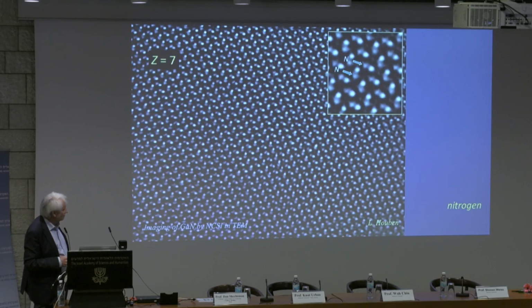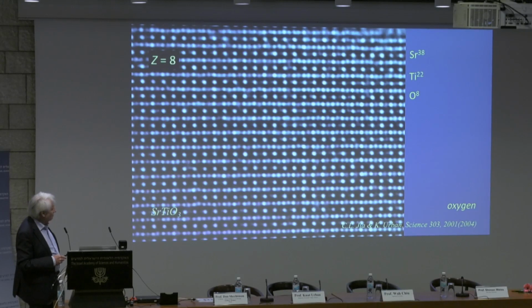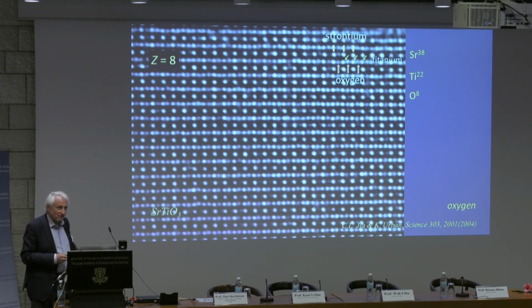Z equal to 7, nitrogen, we have already seen that. And now oxygen, Z equal to 8. And we see oxygen quite nicely here in between the titanium atoms, and we also see the strontium. So when we published our work on oxygen in Science many years ago, this was considered a sensation, because before that, oxygen could never be seen directly in an electron microscopic image. So that means before the advent of aberration correction, oxygen could not be studied. Microscopy was blind with respect to this important element.